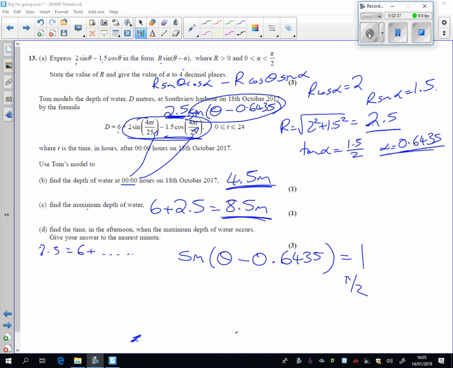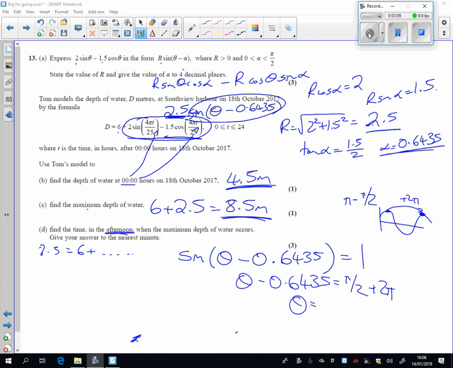Now, if I do the inverse sine of 1, I'm going to get pi over 2. But that will be the first time it reaches the maximum. I want the one in the afternoon, so actually I need to go for the second answer. You might be thinking that's going to be pi minus pi over 2 because it's a sine. But look, the maximum here is this one we're going for, so it's the first one add an extra 2 pi. So that is theta minus 0.6435.